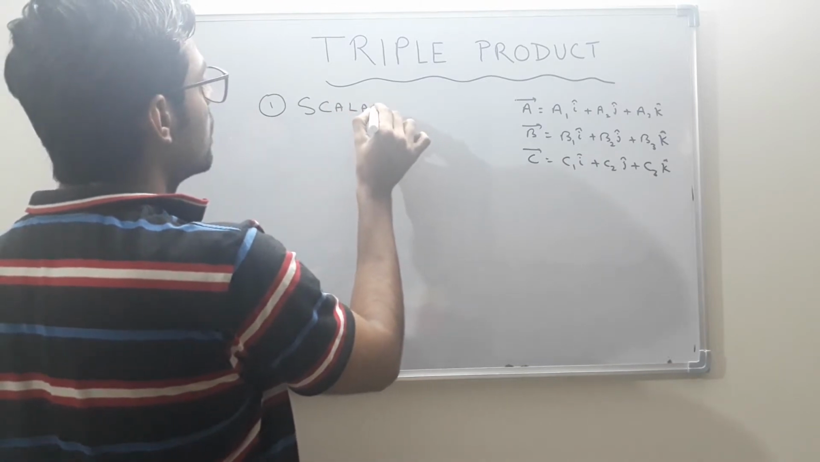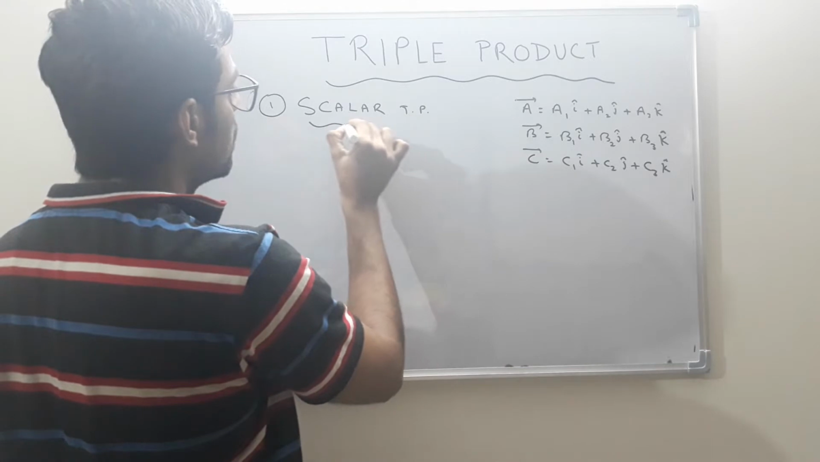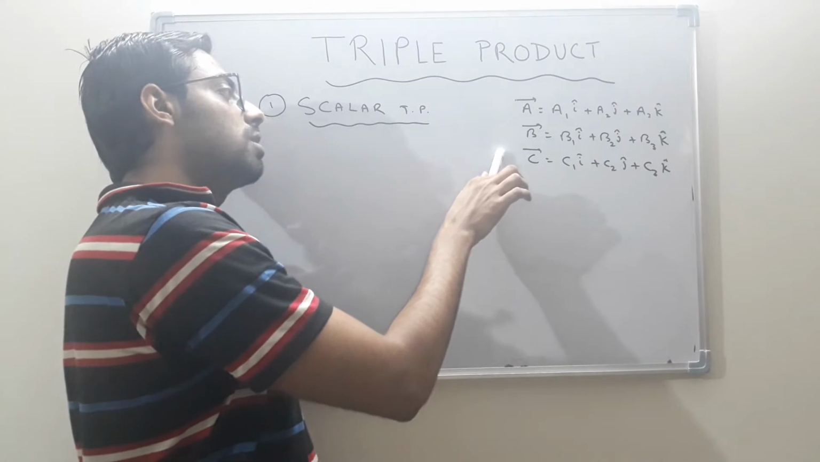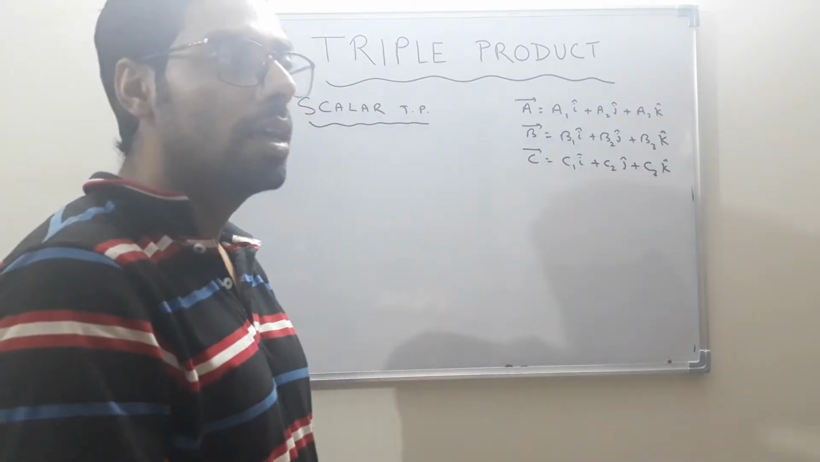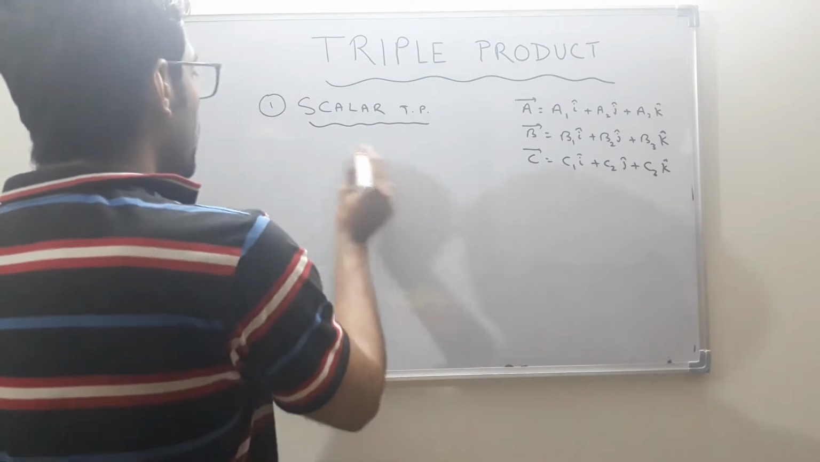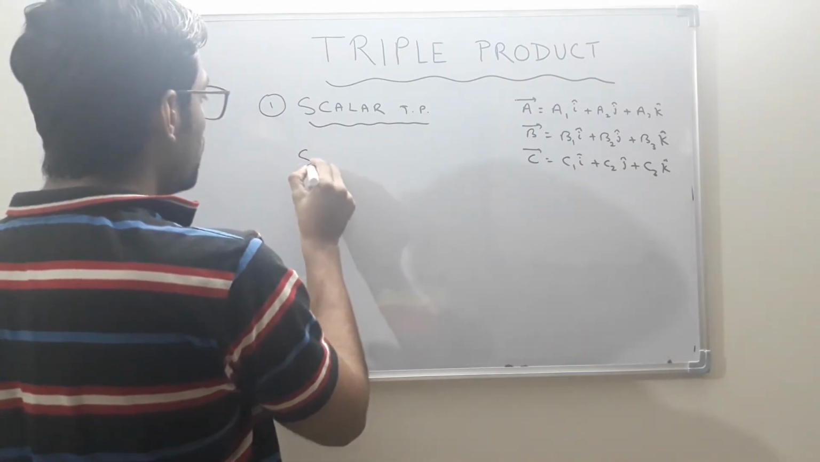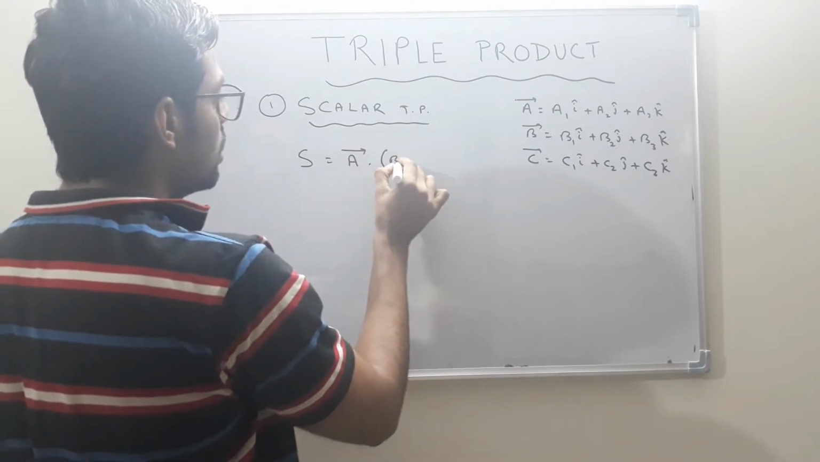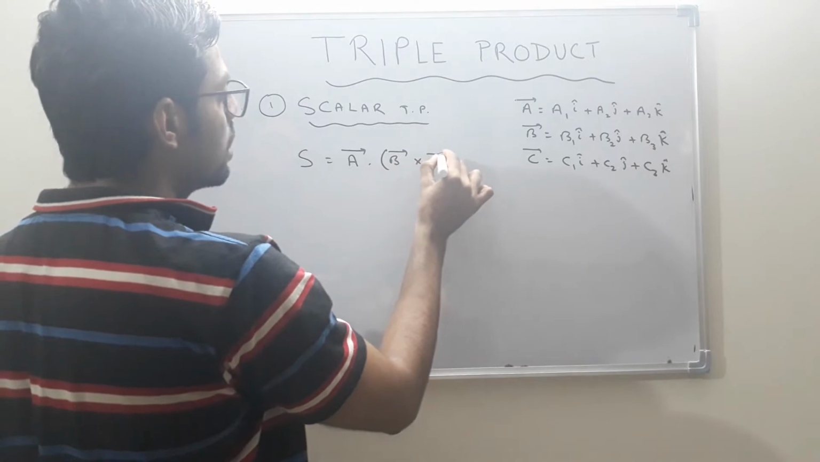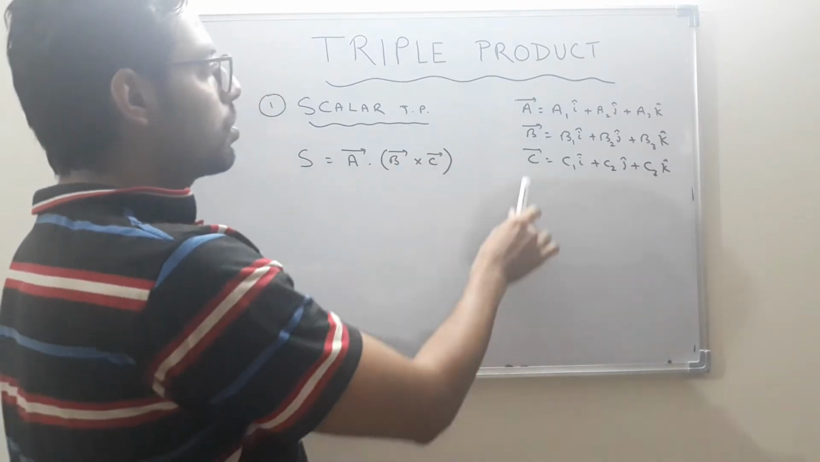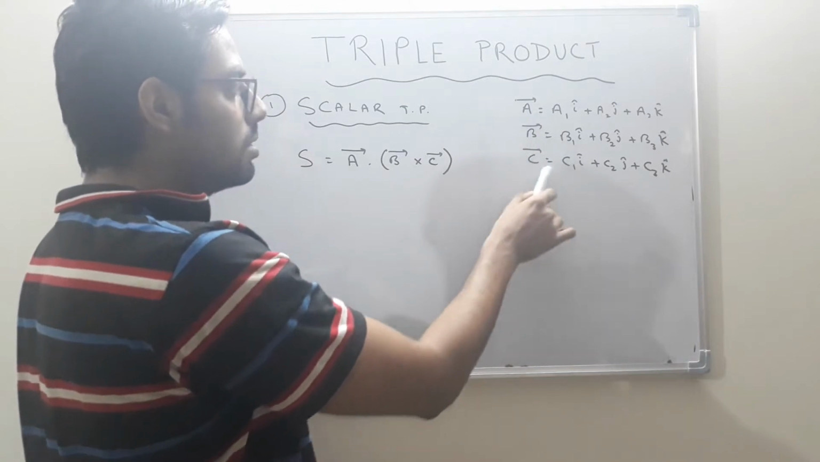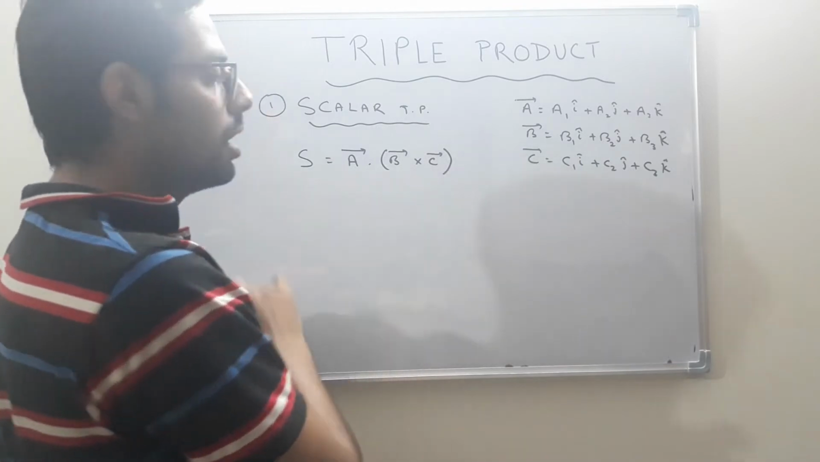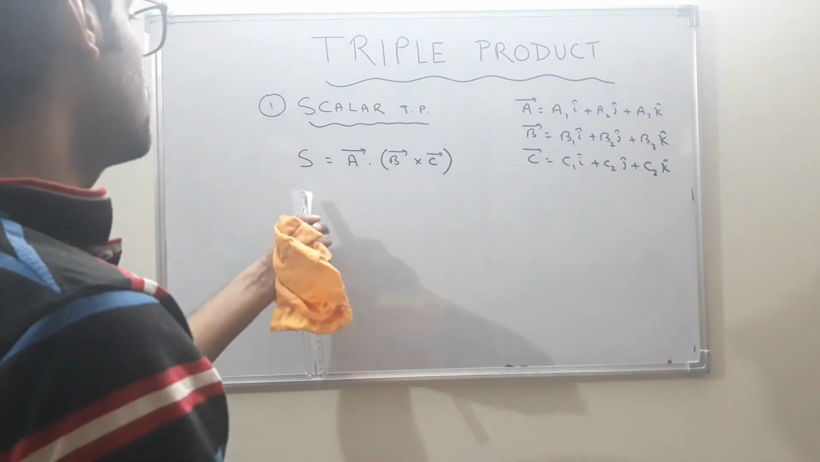Scalar triple product. What is the scalar triple product? It is a combination of multiplication of A, B and C vectors by which the resultant will be a scalar quantity. Its form is: the scalar triple product S is given by A vector dot B vector cross C vector. First you perform the cross multiplication of B vector with C vector, and after that this resultant vector is dotted with A vector in order to get the scalar triple product, which results in a scalar quantity S.